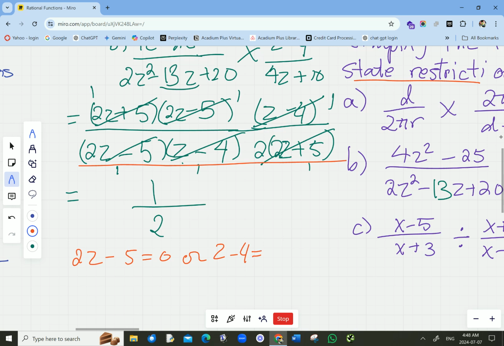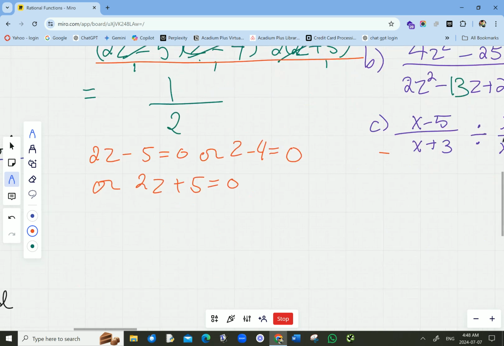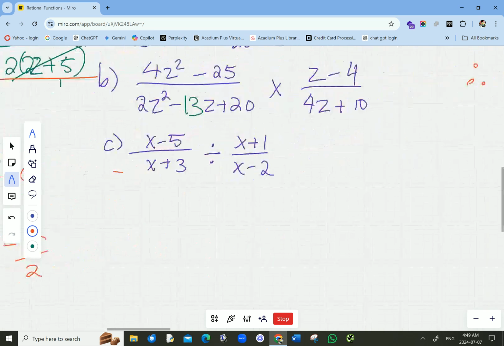minus 4 could equal 0, or 2z plus 5. Why don't we put that on the next line? Or 2z plus 5 may equal 0. So this means, therefore, z equals 5 over 2 or 4, or when z equals negative 5 over 2. These are our restrictions. So when z equals 5 over 2, 4, or negative 5 over 2. Good.